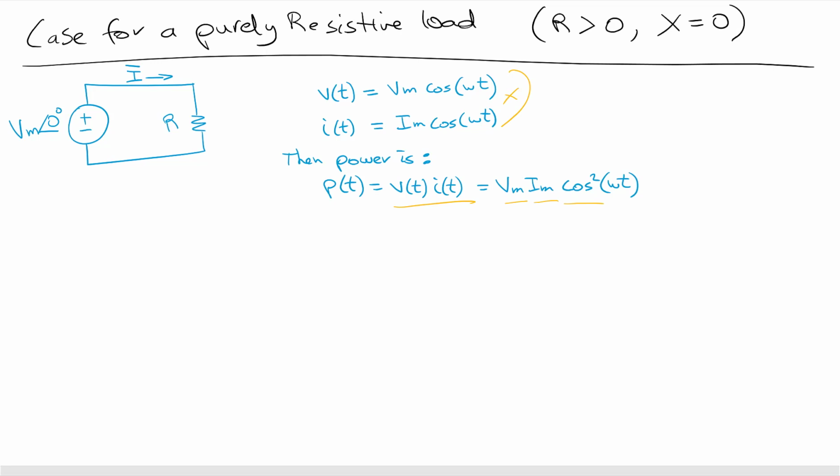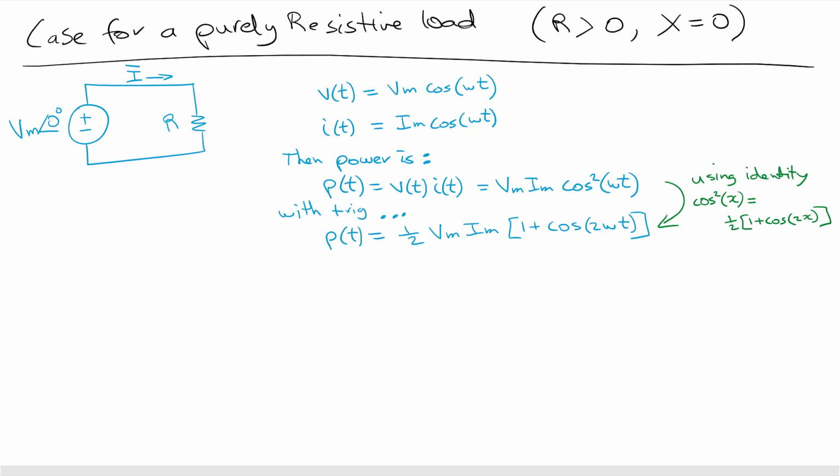So then, if we use the identity cos squared x being equal to 1/2 (1 plus cos 2x), then we can simplify the expression for power as shown. So it's going to be 1/2 Vm times Im times (1 plus cos 2 omega t). Now what's interesting is that this 1 makes this entire waveform positive. Okay? It lifts up the sine wave, or the cosine wave. And another interesting thing that happens is that we have doubled the frequency with this 2.